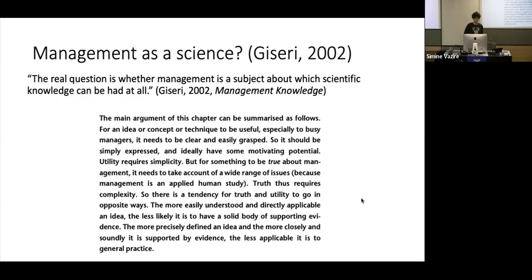So it should be simply expressed and ideally have some motivating potential. Utility requires simplicity, but for something to be true about management, it needs to take account of a wide range of issues because management is an applied human study. Thus, truth requires complexity. So there's a tendency for truth and utility to go in opposite ways. The more easily understood and directly applicable an idea, the less likely it is to have a solid body of supporting evidence. The more precisely defined an idea, the more closely and soundly it is supported by evidence, the less applicable it is to general practice.